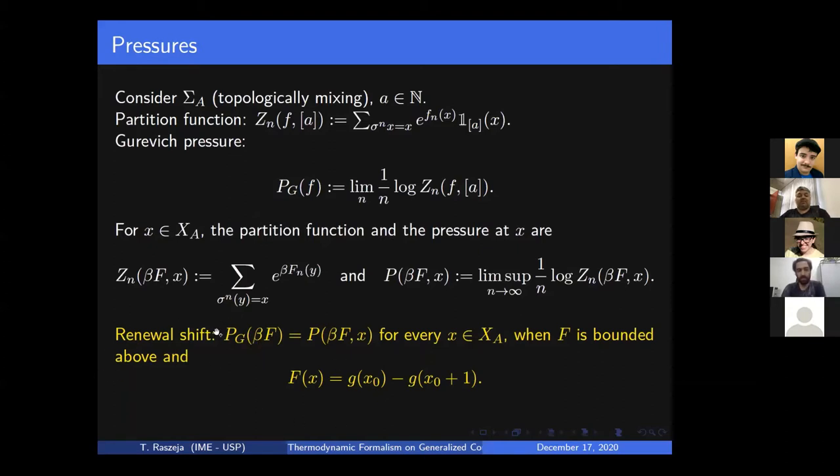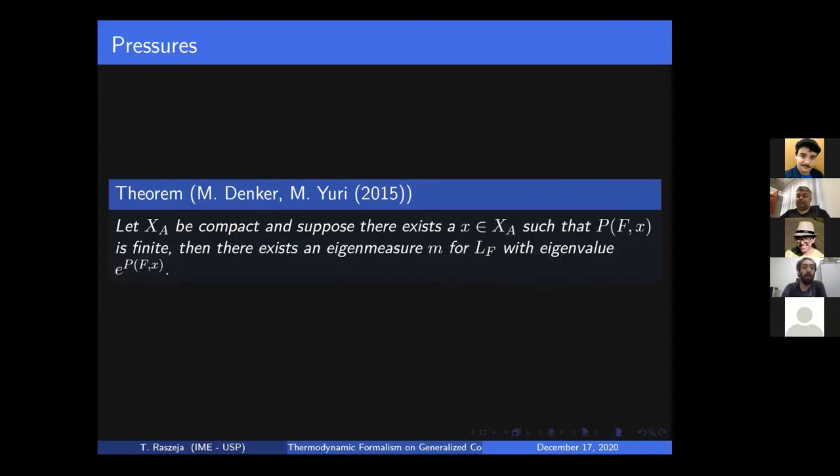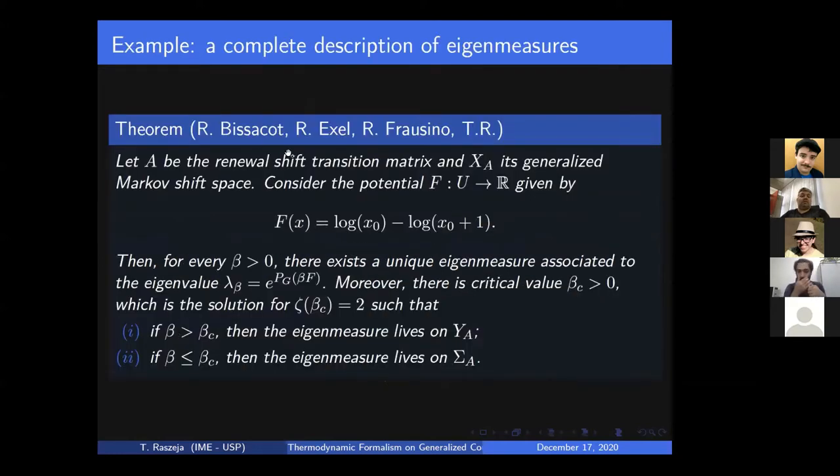And we prove these pressures coincide for every x in XA when f is bounded above and can be written as two functions on the natural numbers, like in this way. So finally, we are able to use a result from them, adapted to this XA, and guarantee that for the renewal shift you always have an eigenmeasure for the Ruelle transformation, where the eigenvalue is the exponential of the pressure. And in the end, we have this last result: for the renewal shift case, for this potential, which is non-trivial, not a constant potential, for every beta you have a unique eigenmeasure, and this is the eigenvalue.